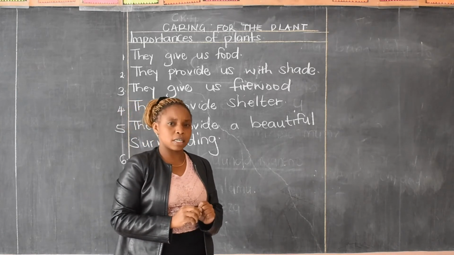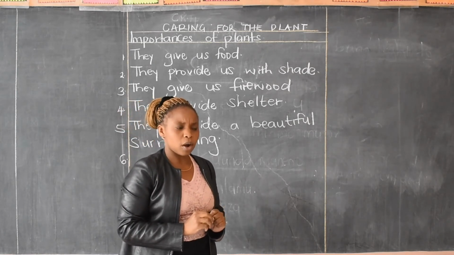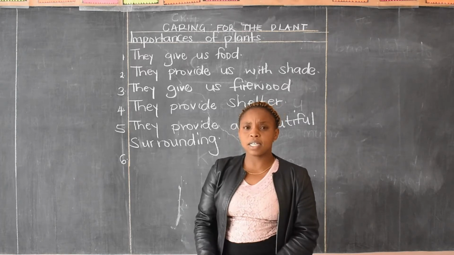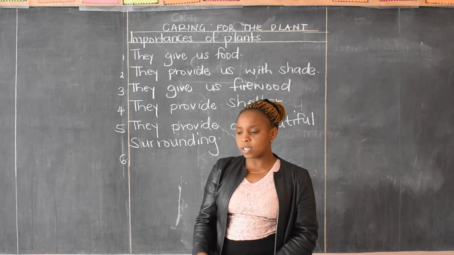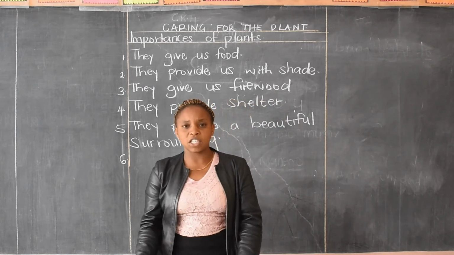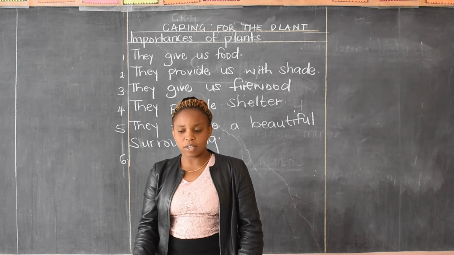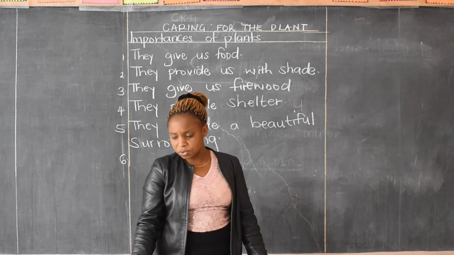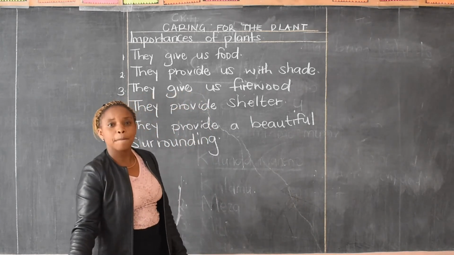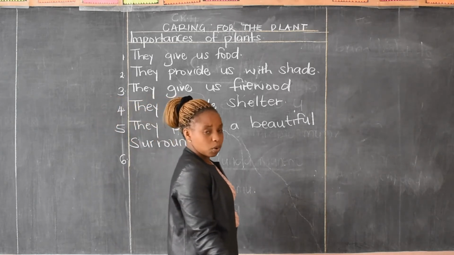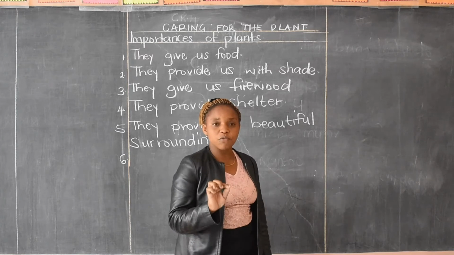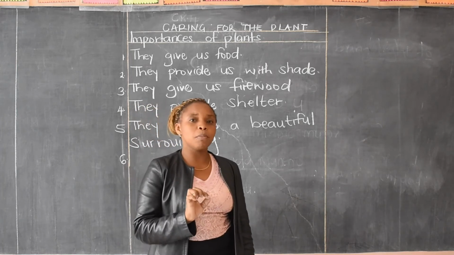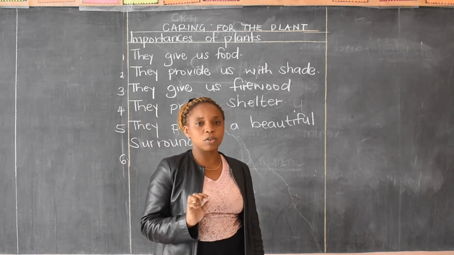Just think of what you are sitting on. I can see some of you are sitting on chairs. What has been used to make that chair? For example, I have my table here, and I can see some pieces of wood. What does it tell me? That plants provide us with timber, and with the timber we are able to make a lot of things.